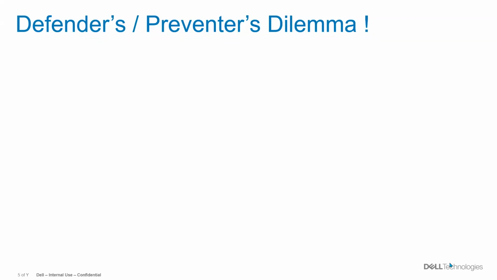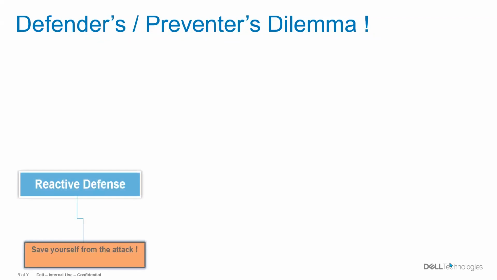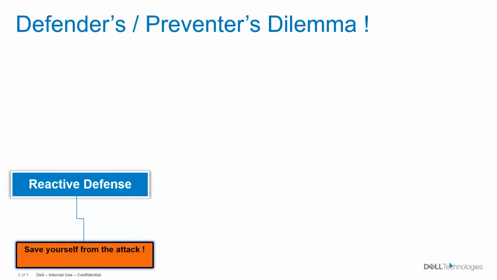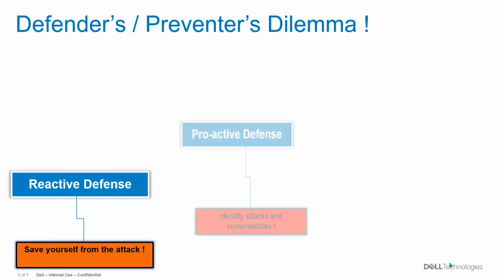If you look back 20 years ago, our approach has been reactive. When I say reactive, when an attack happens or when a vulnerability is disclosed in the public domain, we react by saving ourselves from the attack. So we will only look at things after it has happened. In that context, it is reactive.